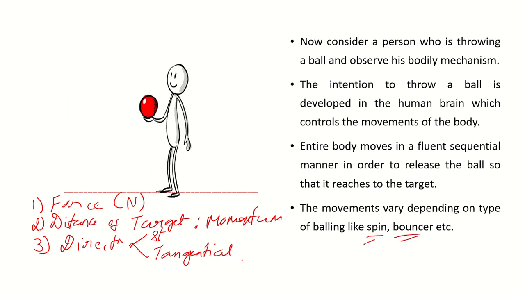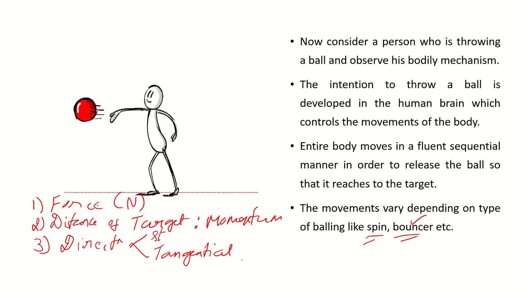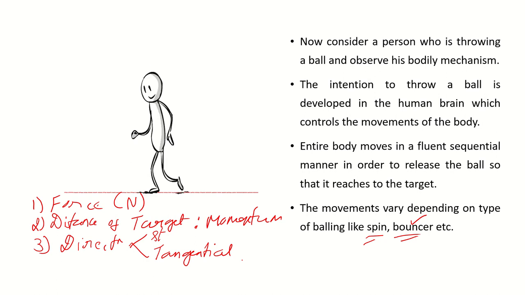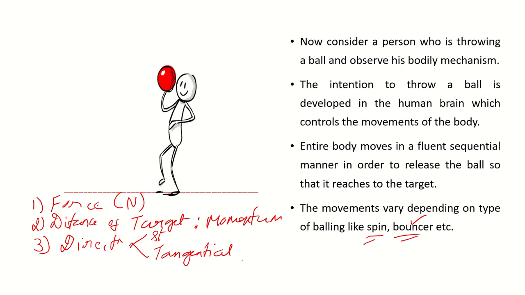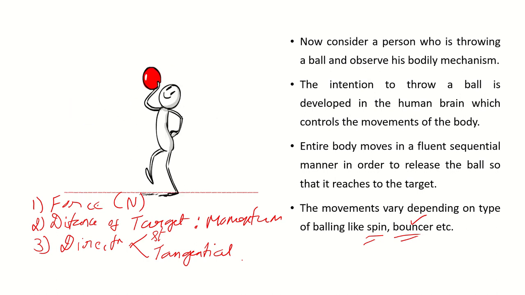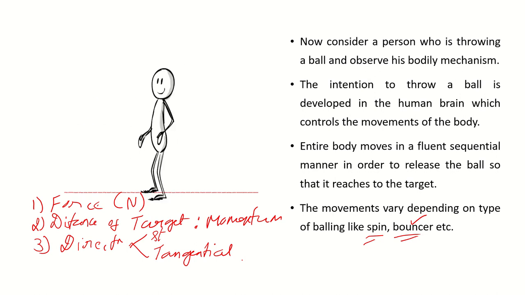Now, which do you think needs a lot of force? Definitely, the bouncer ball needs a lot of force. Why is that? Because when you bounce a ball, you need to hit the ball to the ground so that it bounces back. But when you spin a ball, you don't need to hit it at the ground. You need to hit it at the leg or at the bat. That is what I assume. If you know anything, you can comment down below.